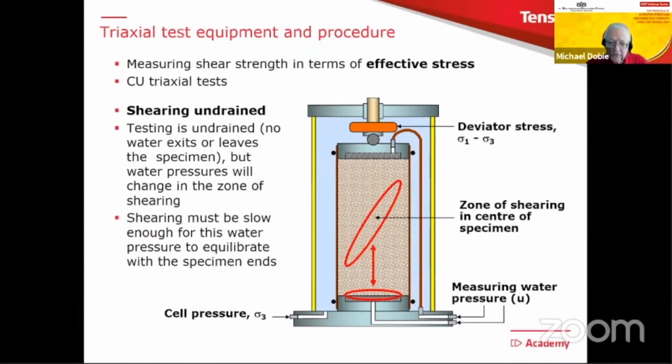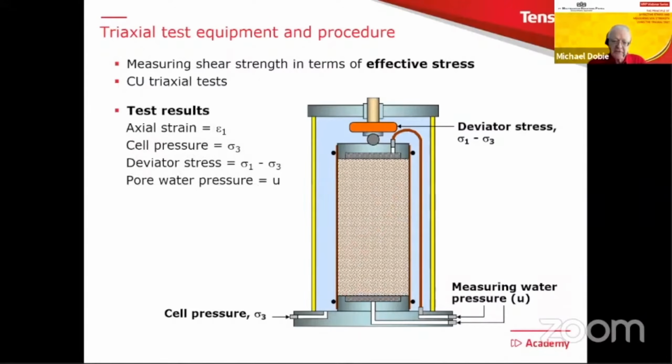So you might say, well, with shearing, can't we do it very quickly now because we're not worried about dissipation of pore pressure? Well, that's correct. But we are worried that the pore pressure we measure at the ends of the samples should be the same as the pore pressure in the center. Therefore, we still have to do the shearing quite slowly. And again, manuals and procedures will tell you how to calculate these rates of shearing. But again, we cannot test too quickly. Otherwise, we'll measure the wrong water pressure.